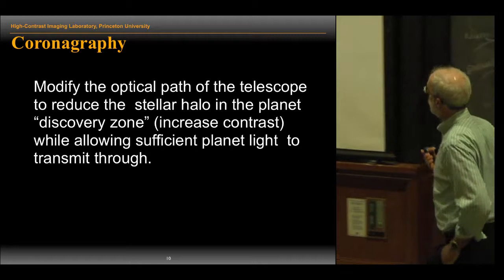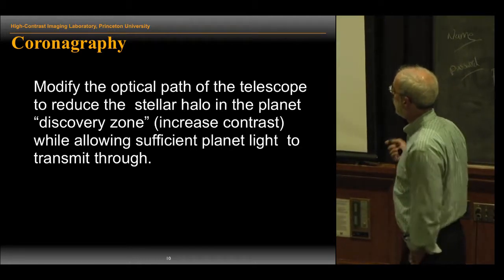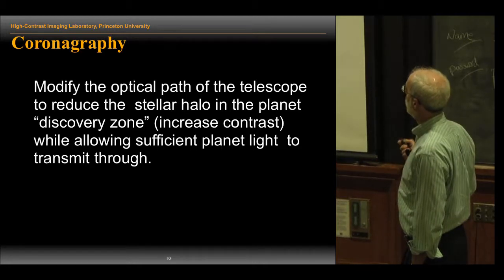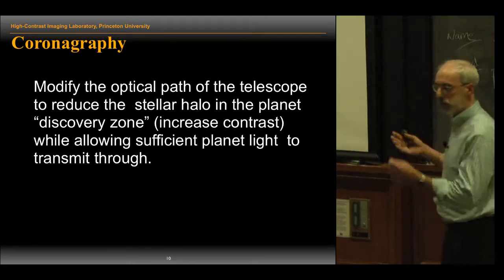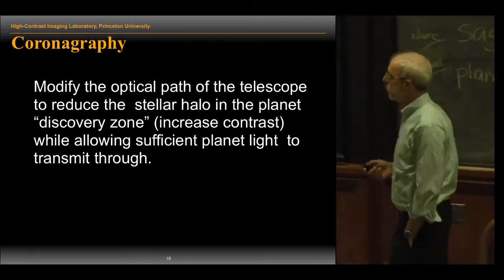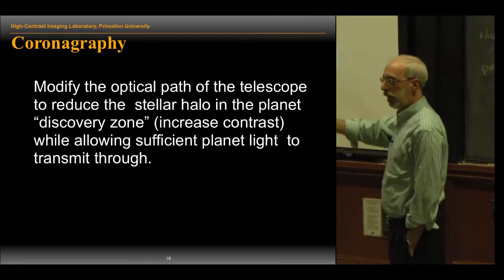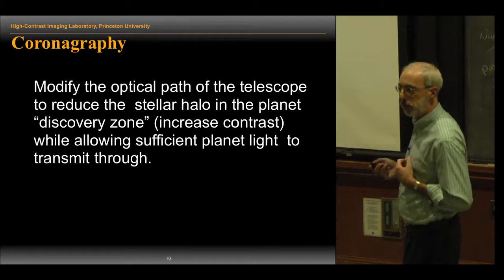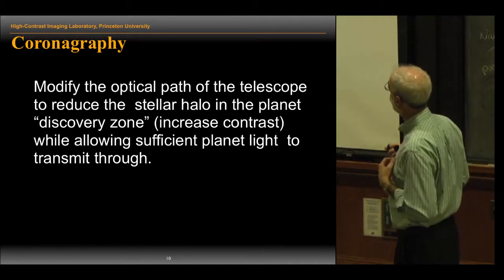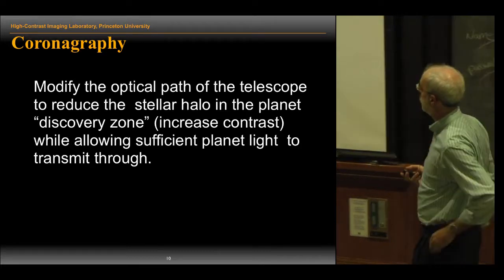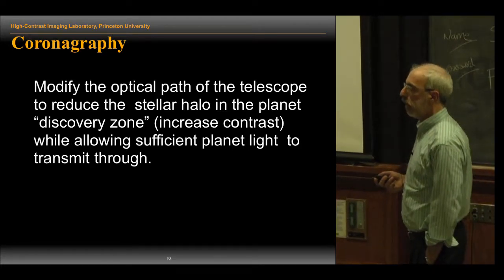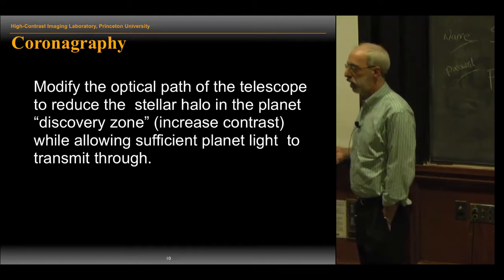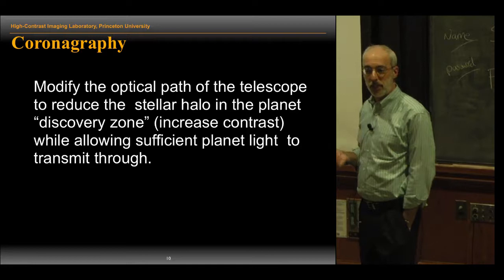Okay, so coronagraphy. So a coronagraph generally now is defined as anything that modifies the optical path of the telescope to reduce the stellar halo in what we call the discovery zone. There's going to be some region of the image plane in which we create high contrast, and that's where we'll be able to find the planet. This has gone beyond the original definition. It's called a coronagraph because the very first one, which is what we're going to start with, that's my example I mentioned a couple minutes ago, was a device built by Bernard Lyot in the 1920s to look at the solar corona. So hence the name coronagraph.